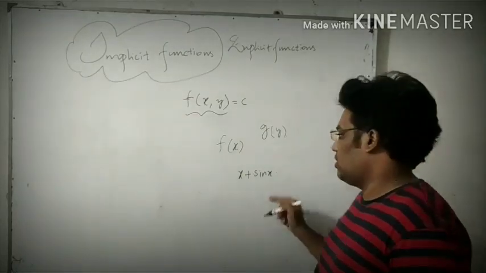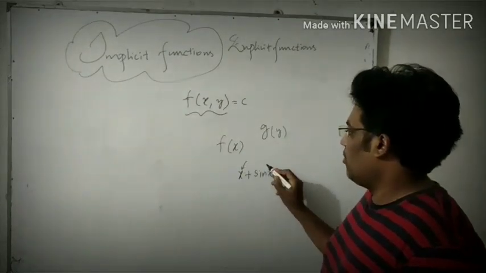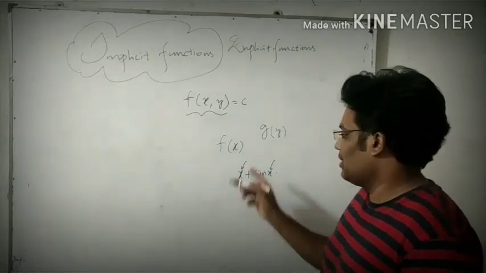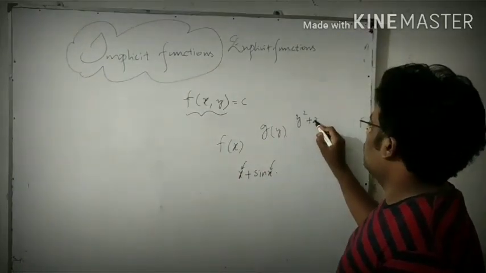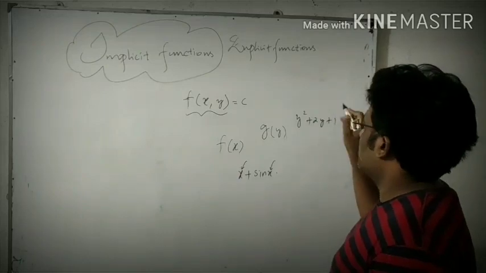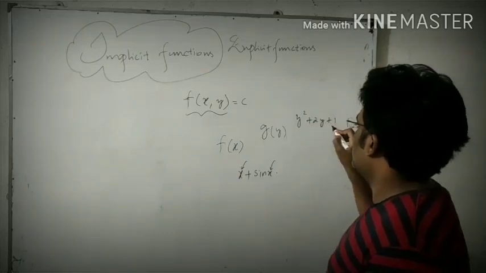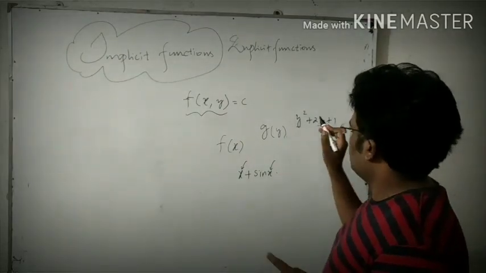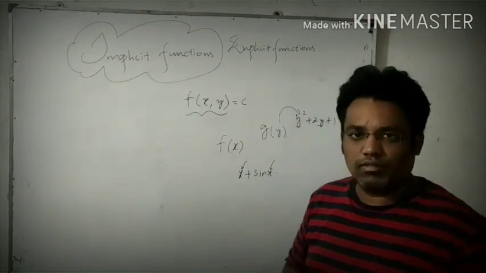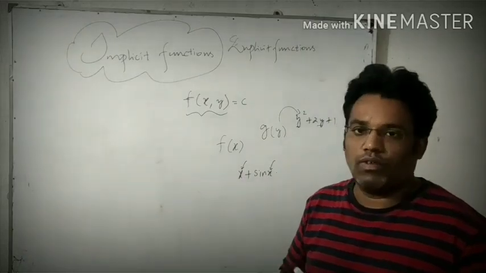You can observe the variable we have is x, so I write this as f of x. When I have something like y square plus 2y plus 1, this is a function in terms of y, in the sense that it has a variable y. So I define this as g of y. Nothing wrong if you write f of y.